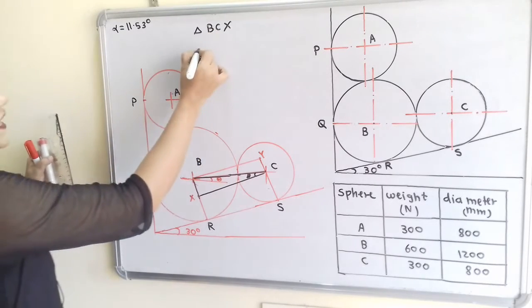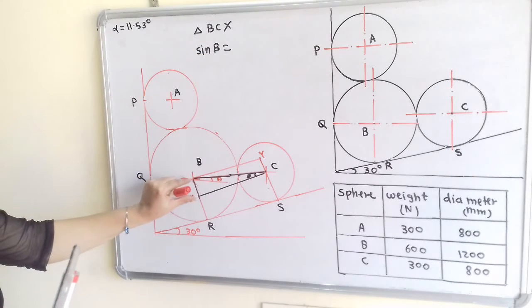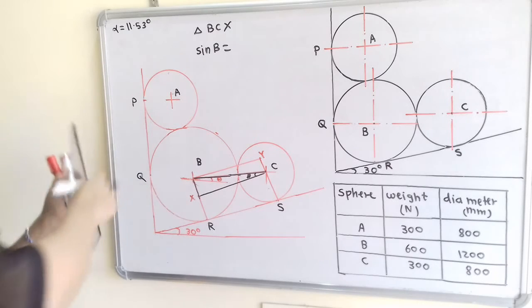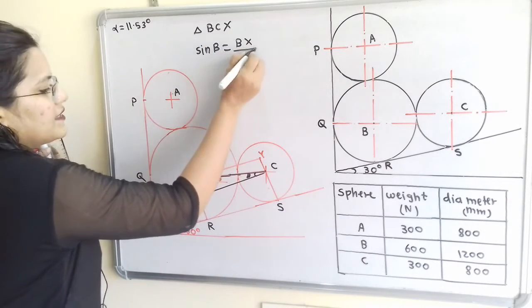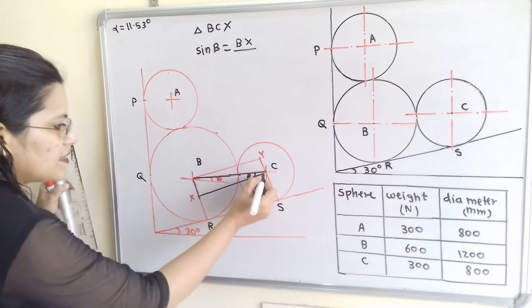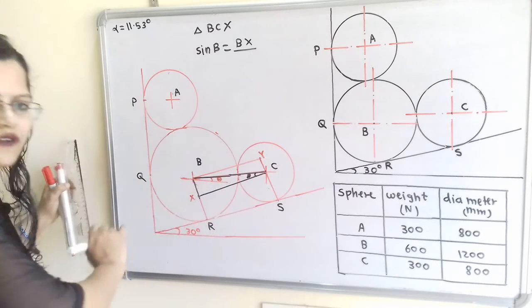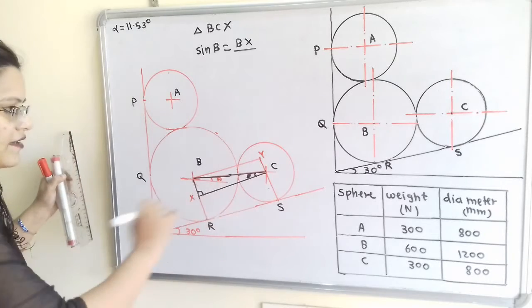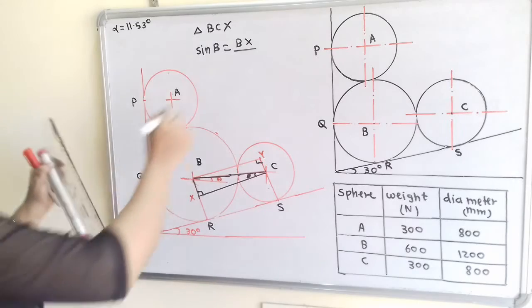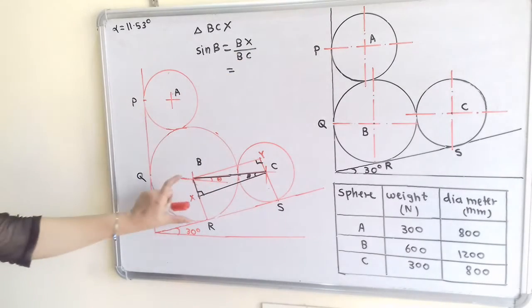So we can write here sine of beta. Sine of beta is equal to the opposite side. So here the opposite side is BX, and the hypotenuse BC, because here this line is parallel to the inclined plane and this line is perpendicular to the inclined plane. So here is the right angle. In the same way here is also a right angle. So here we have to refer BC. Now how to find BX? So for that we will refer this.